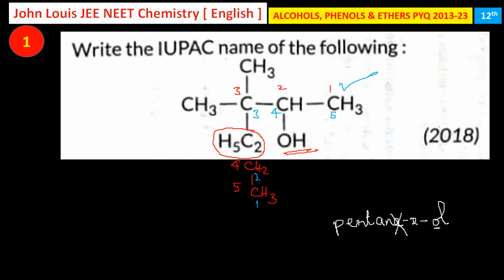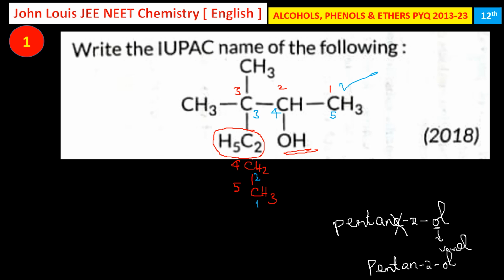See, always remember in the last suffix, if it starts with a vowel and if the previous suffix has that e, whether ane, ene, yne, anything comes, that e should be dropped if it is a vowel. If it is not a vowel, that e should be retained. Therefore, pentane, pent, ane, that e is dropped, -2-ol. So this is the parent name.